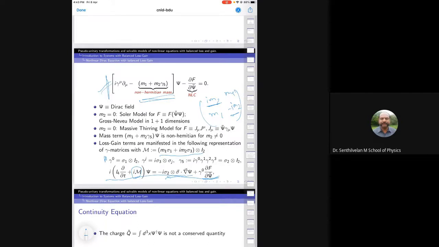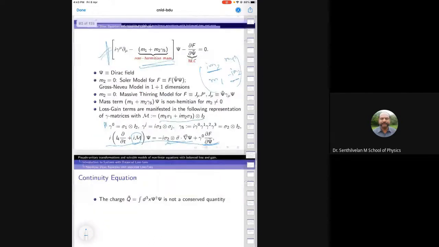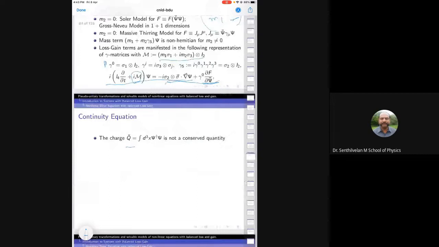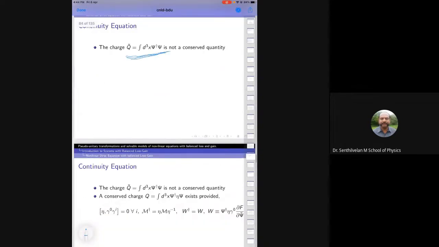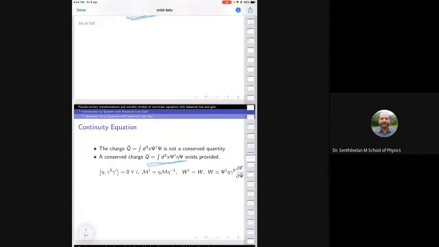Again, if one defines the standard charge, psi dagger psi, this is not a conserved quantity. Using the continuity equation technique from the Dirac equation here, this is not a conserved quantity. But as in the nonlinear Schrödinger equation, if we define psi dagger psi as a modified probability density, then we can have a conserved charge, provided these relations are satisfied.